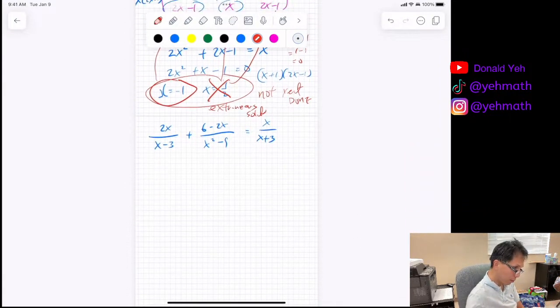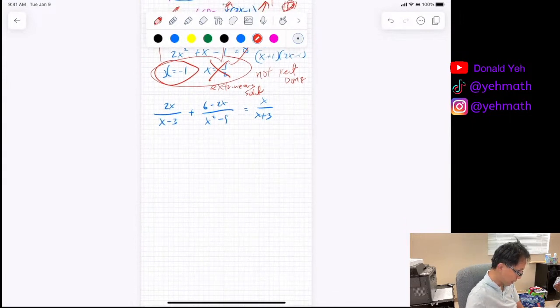Okay, so before you do this one, I want you to do this one. 5x over 5x minus 1 plus 1 over x equal to 1 over 5x minus 1.